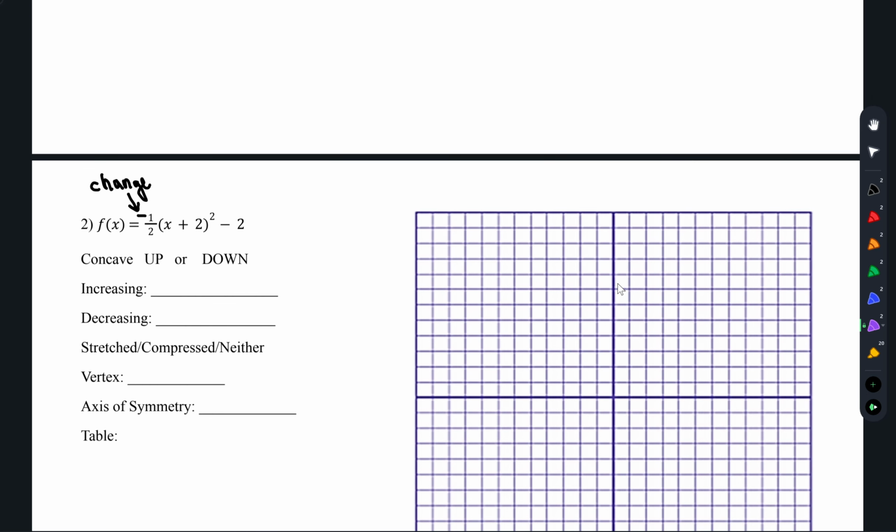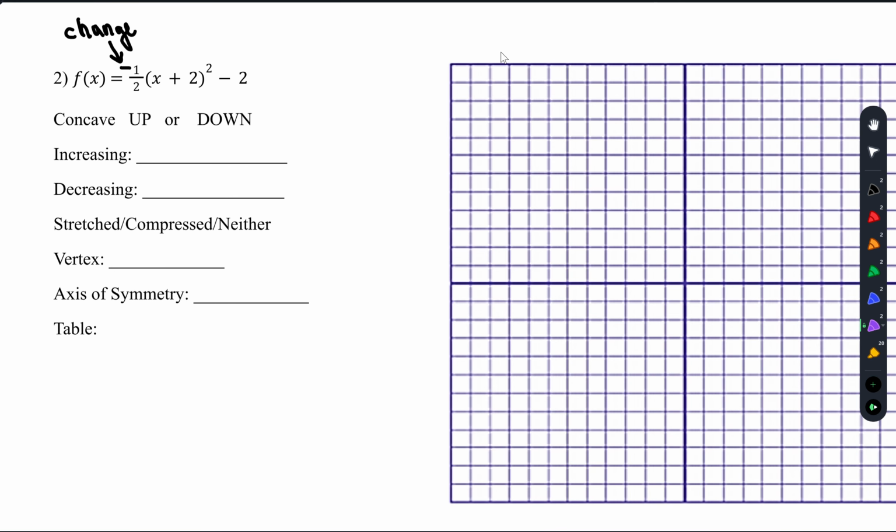The first thing I want us to do is make this a negative. I want to show you what it looks like when it's concave down really quickly. So put a negative in the front, but essentially we're doing the same thing. So we're making this concave down. We're going to skip the increasing and decreasing. We'll come back to it in a second.